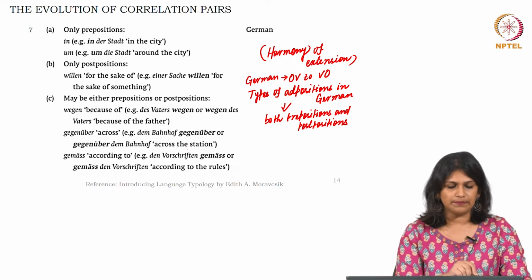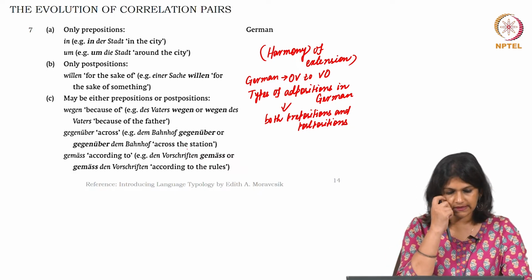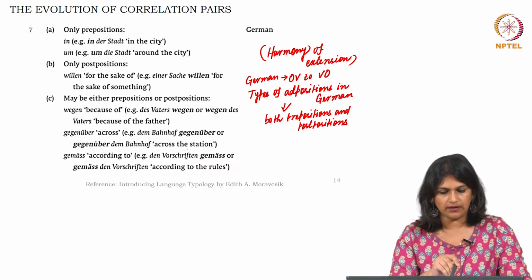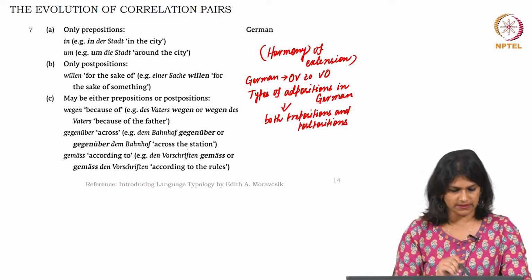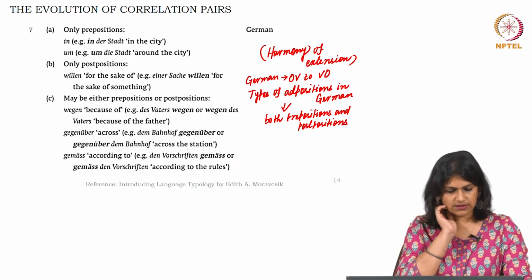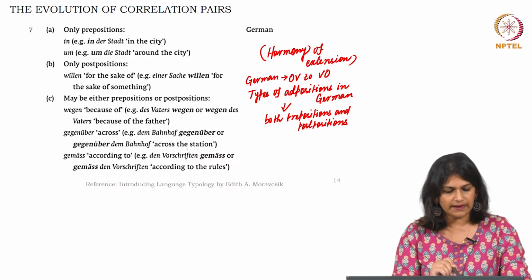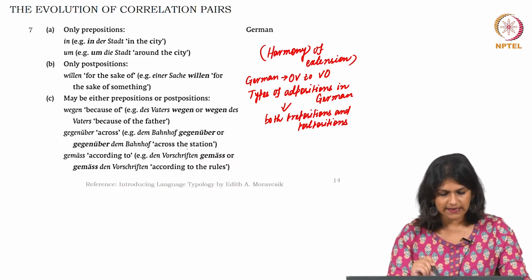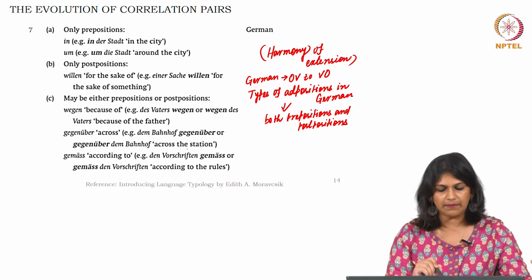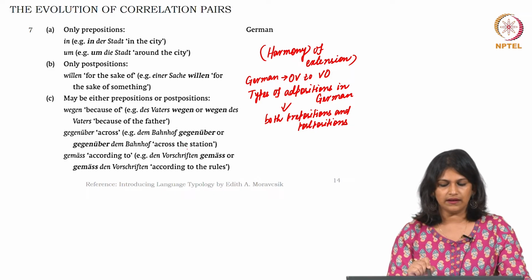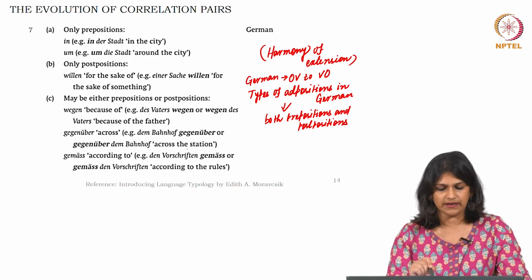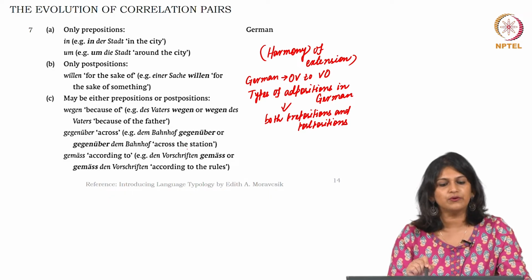Now, let us look at the example in 7a. 7a is only preposition. So, in the city, around the city. What is the preposition here? In. Look at this, why are they called prepositions? Because they occur before the noun phrase. In case of only postpositions, you can say "willen", that means for the sake of. So, for the sake of something, where something is the noun phrase and "willen" has become the postposition.